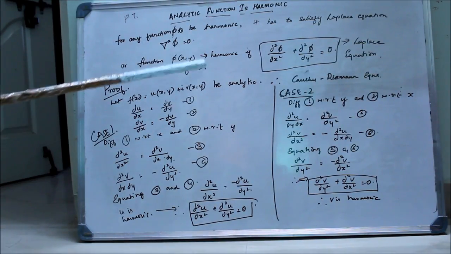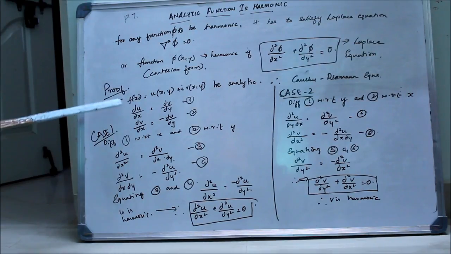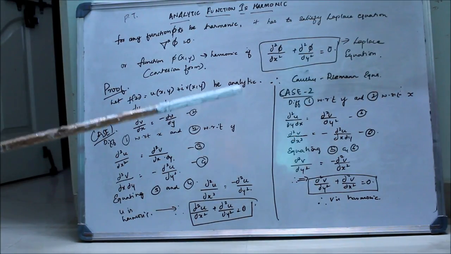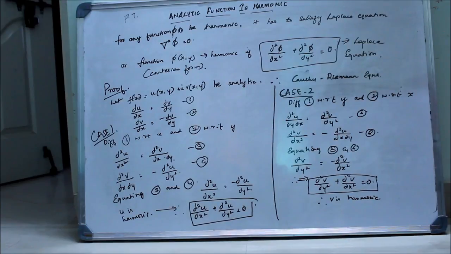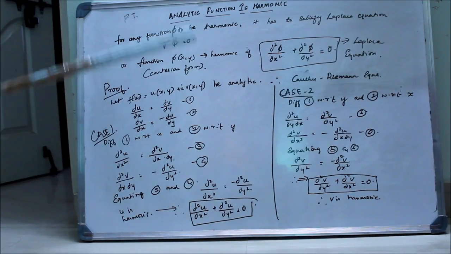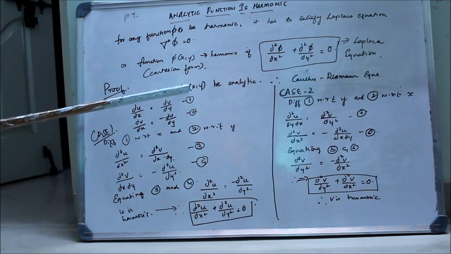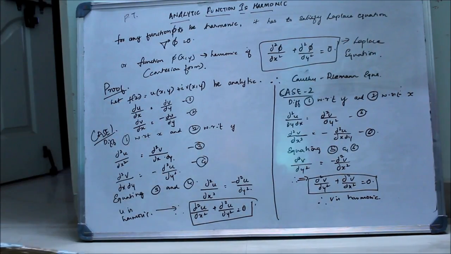Now we will prove that a complex function f of z, which is in the form of u of x comma y plus i into v of x comma y, is harmonic. For that we first consider an analytic function, this f of z. For it to be harmonic, we need to prove that u, which is the real part, satisfies the Laplace equation, and again v, which is the imaginary part, also satisfies the Laplace equation.